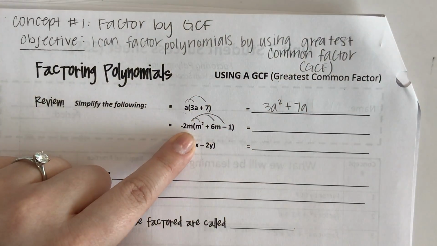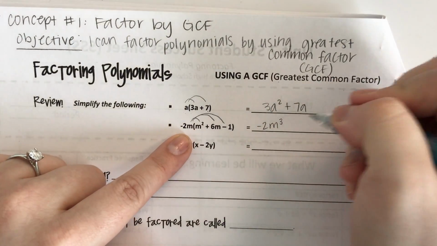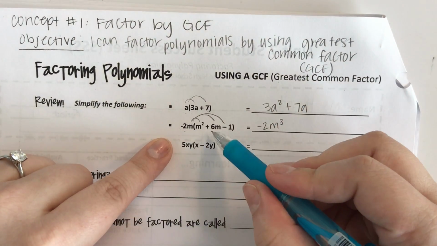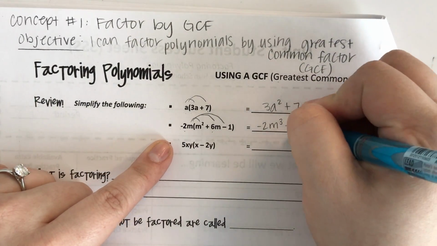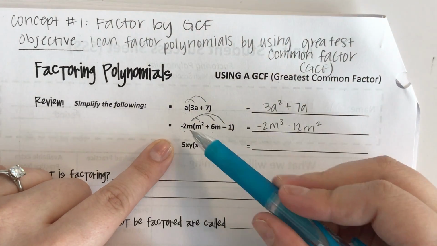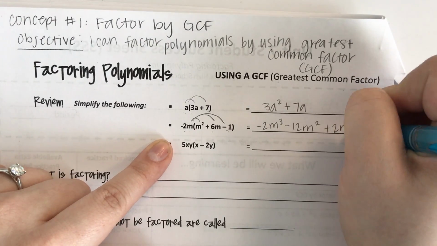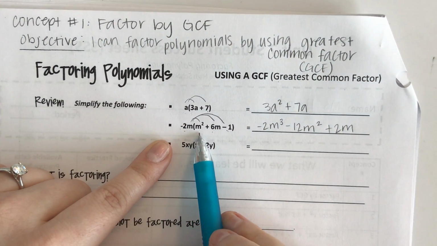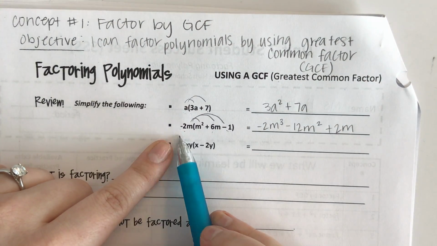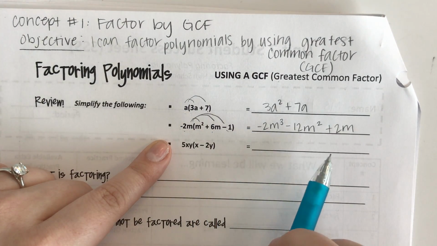Negative 2m times m squared is negative 2m cubed. Negative 2m times positive 6m is a negative 12m squared. And then negative 2m times negative 1 is a positive 2m. Remember, a negative times a positive is a negative. Negative times a positive is a negative. Negative times a negative is a positive.